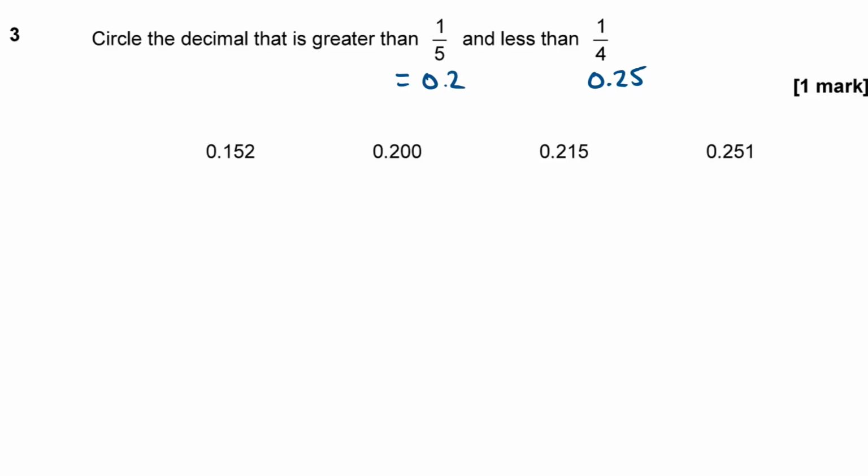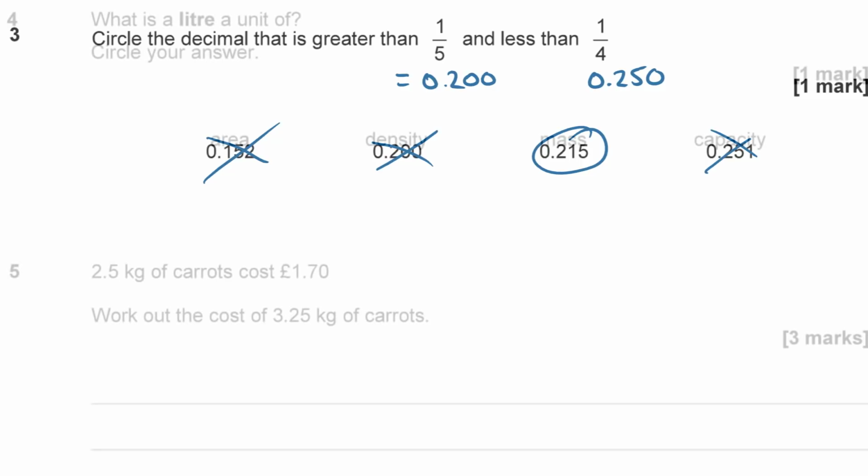Now you notice that each of these numbers below are given to 3 decimal places, so let's add some zeros on the end of these so it makes it a little bit easier to compare. So we want to have a decimal that is greater than 0.200 and less than 0.250. Well, it's not that one, is it? It's too low. That one is the same as the bottom one, so it's not that one. That one is in the middle, and that one is bigger than the quarter, so it's not that one. So it's 0.215.